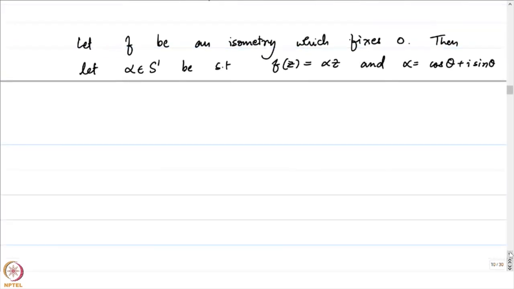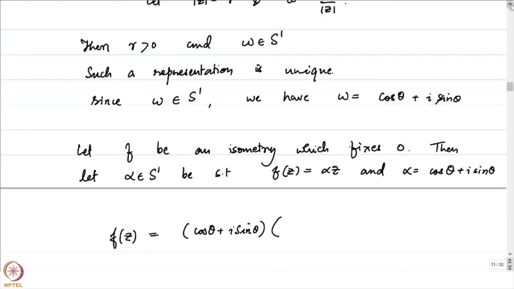Now I am only considering those isometries which are of the type alpha times z. We could also consider and study alpha times z bar, but we'll come to that in a moment. Now, if you look at F of z, I can write it like this. It will be cos theta plus i sine theta times z, and if we write z in the polar decomposition, such a representation is unique and it is called the polar decomposition.